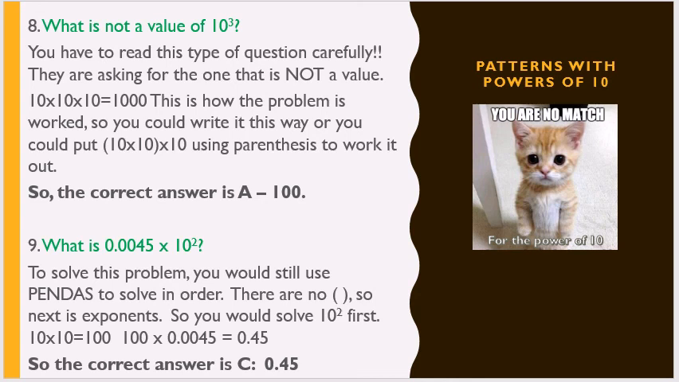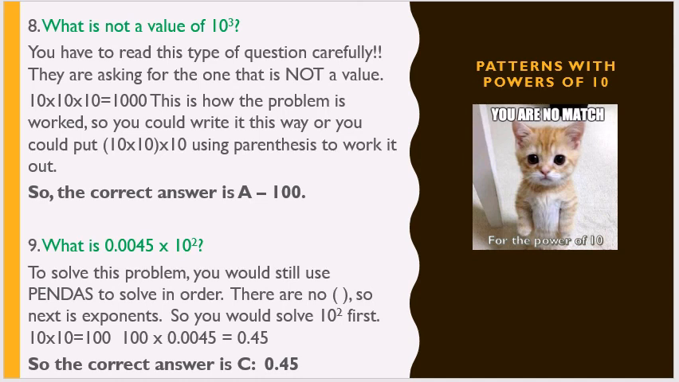So let's look at the power of 10. What is not a value of 10 to the third power? You have to be very careful when you're reading this type of question. You have to read it carefully. They're not asking for one answer. They are asking you which one is not the correct answer. So you're going to have 3 correct answers and 1 incorrect answer. And in this question, they're looking for the not, which is the 1 incorrect answer.